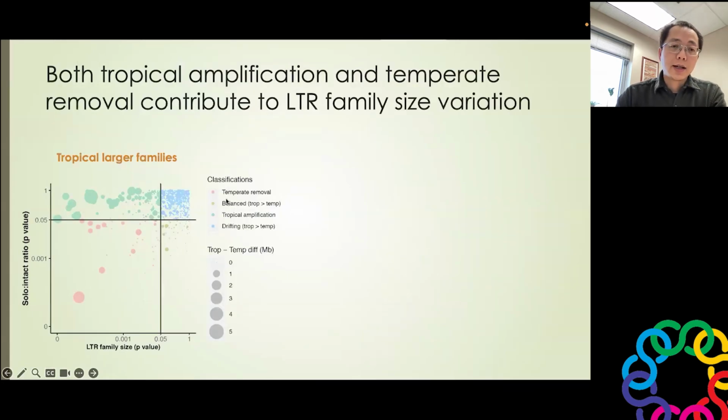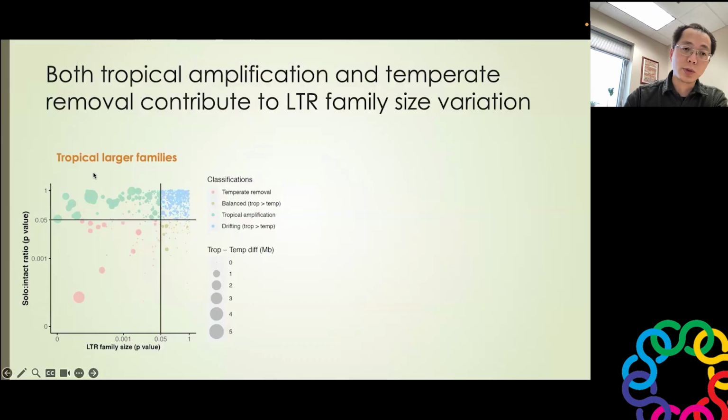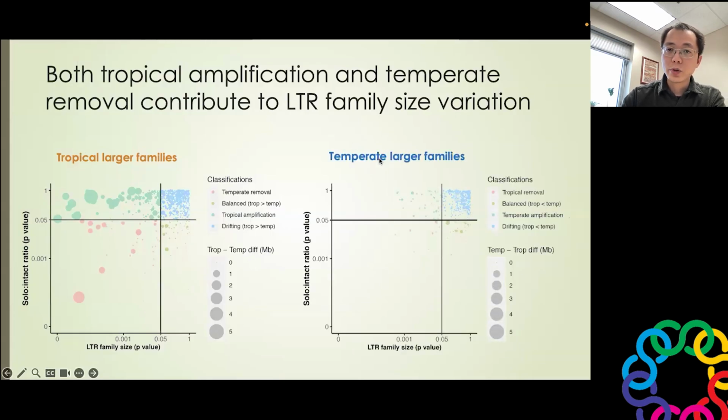By looking at the families that are larger in tropical genomes, we can further put them into the four quadrants. The amplification can be amplified in tropical or amplified in temperate, right? But if we look at the families that are larger in tropical, we can tell this is amplified in tropical, and also removal in temperate, making it larger in tropical genomes. And similarly, there are some temperate larger families, with temperate amplification and tropical removal, but they are generally smaller.